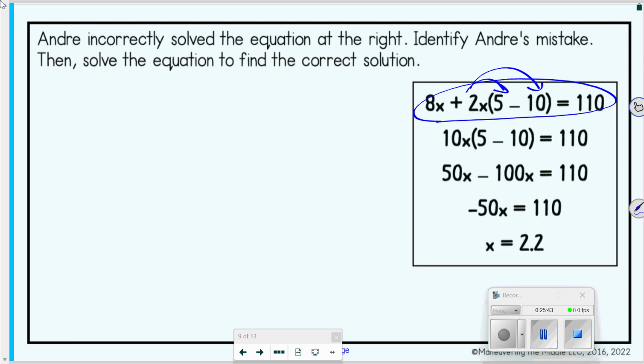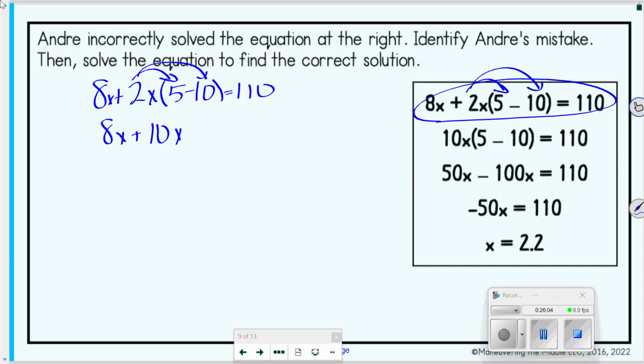So I'm going to rewrite it over here just so we can follow the whole process. 8 plus 2x times 5 minus 10 equals 110. So our first step is we need to distribute. 2x times 5 gives me 10x. They're both positive. 2x times 10 gives me 20x. Positive negative means that's negative. They hate each other. Equals 110.